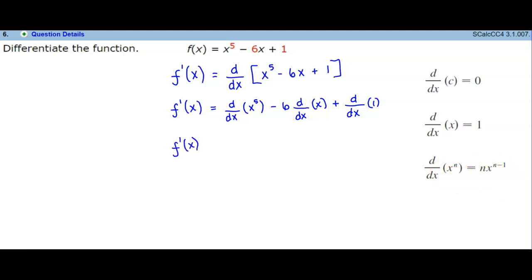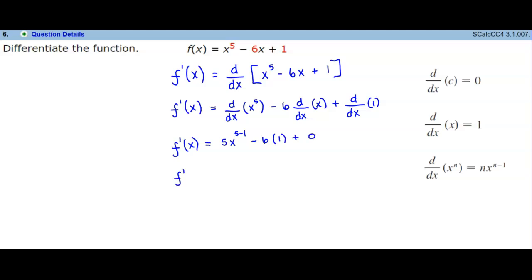So we have the following. If we take the derivative with respect to x of x to the fifth, well, that means that n is going to be 5. This is going to be 5x to the n minus 1, which is 5 minus 1, minus 6. We know the derivative with respect to x of x is equal to 1, plus the derivative with respect to x of a constant is equal to 0.